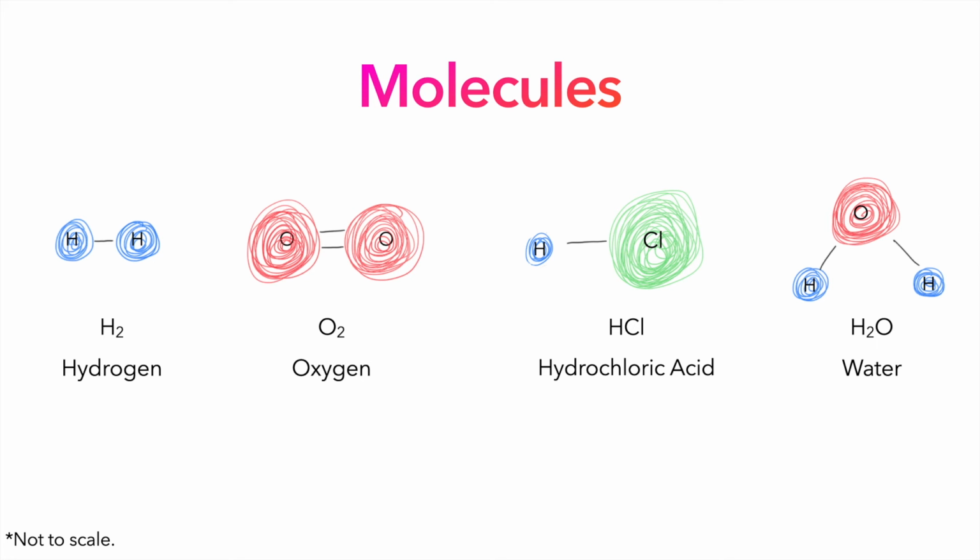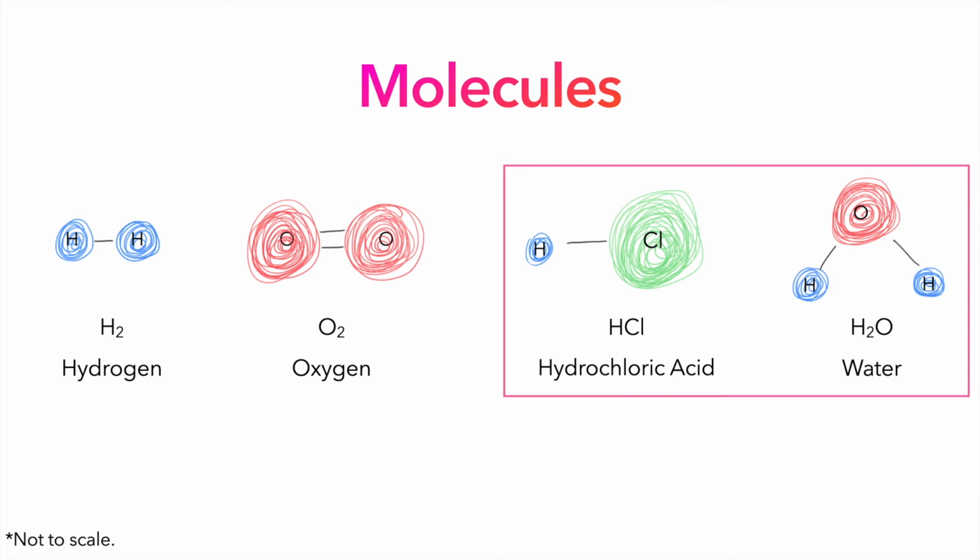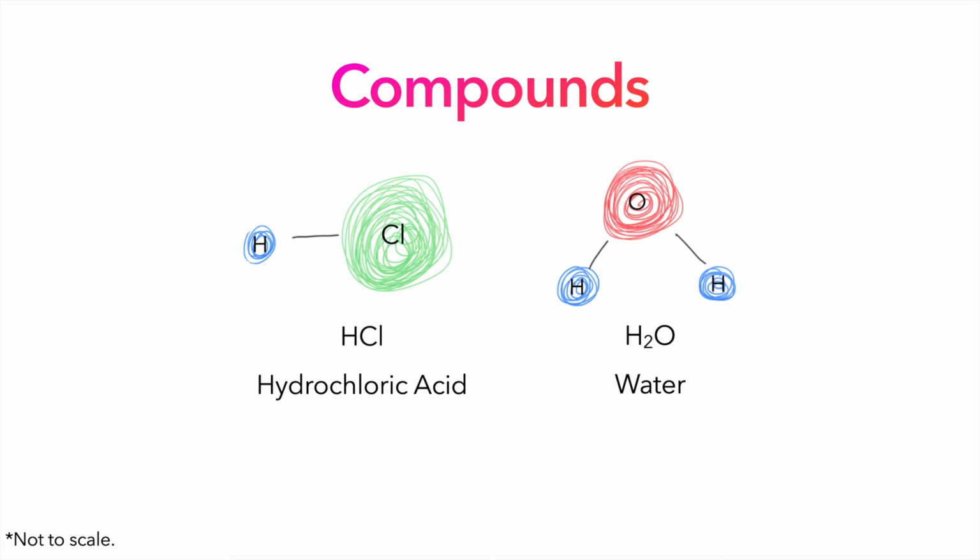When molecules are made up of more than one element, we get what's called a compound. Since compounds are made up of many different kinds of elements, they often have different properties when compared to the elements that they're made up of.